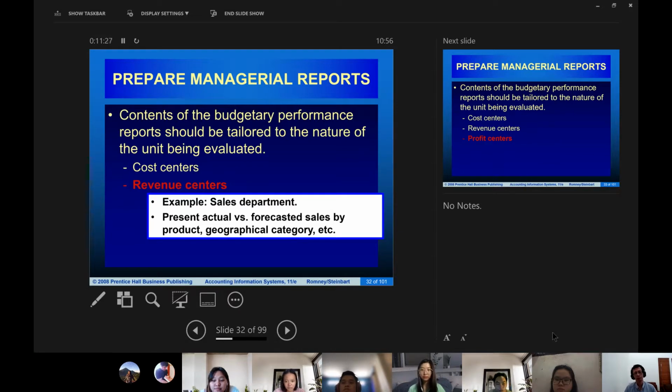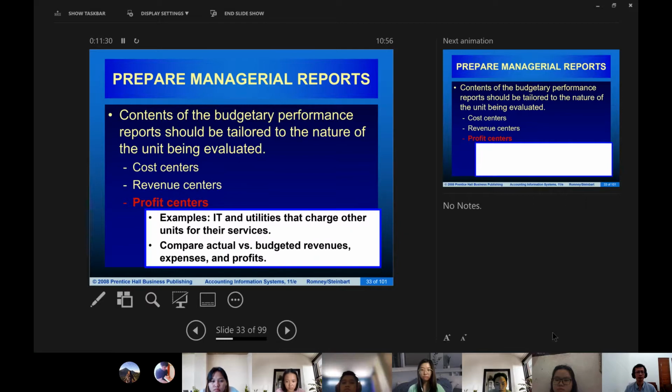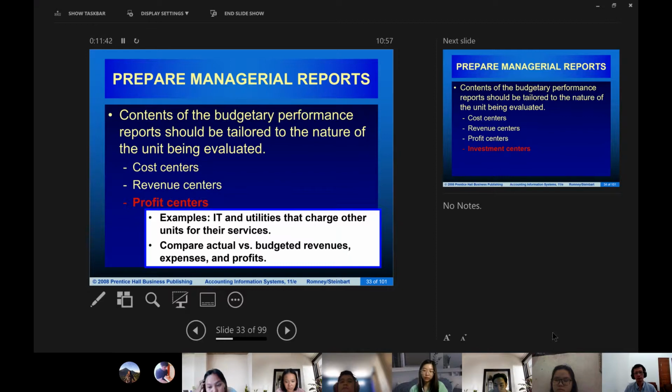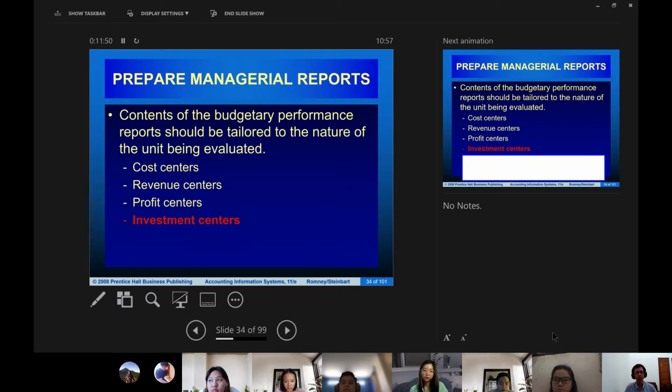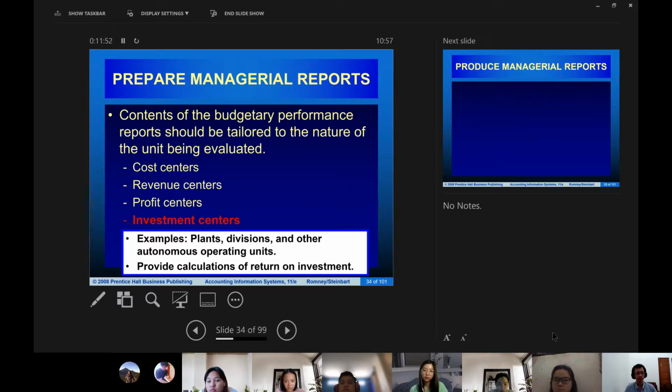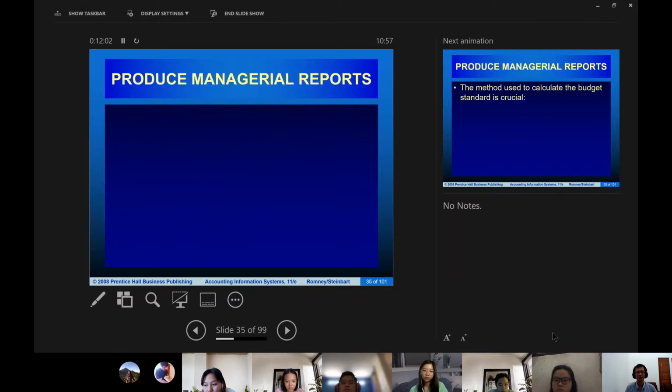Like if the company wants to sell product A, but the sales only sells product B, then that's probably bad for the performance. Profit center is different. Profit center is a unit whose performance is evaluated based on profit. Profit center usually is an independent business unit, like a subsidiary or something like that. Investment center, a plant division or other autonomous operating unit, will be evaluated based on return on investment.